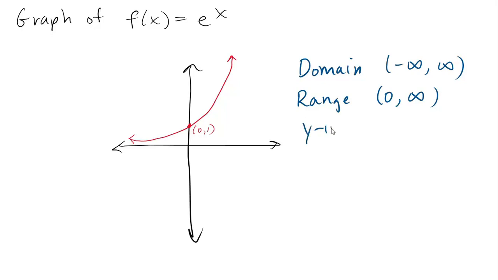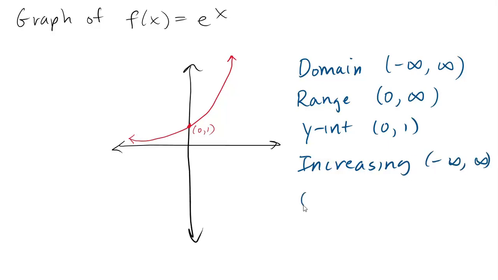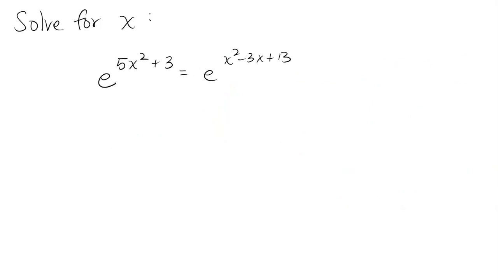It's got a y-intercept of (0, 1). We already talked about that. It's an increasing function over its entire domain. And one important thing about that is that that means that the function is 1 to 1. Again, we already argued that all exponential functions are 1 to 1, but this one is in particular. And we've been using that fact to help us solve equations, and we're going to do that here too.